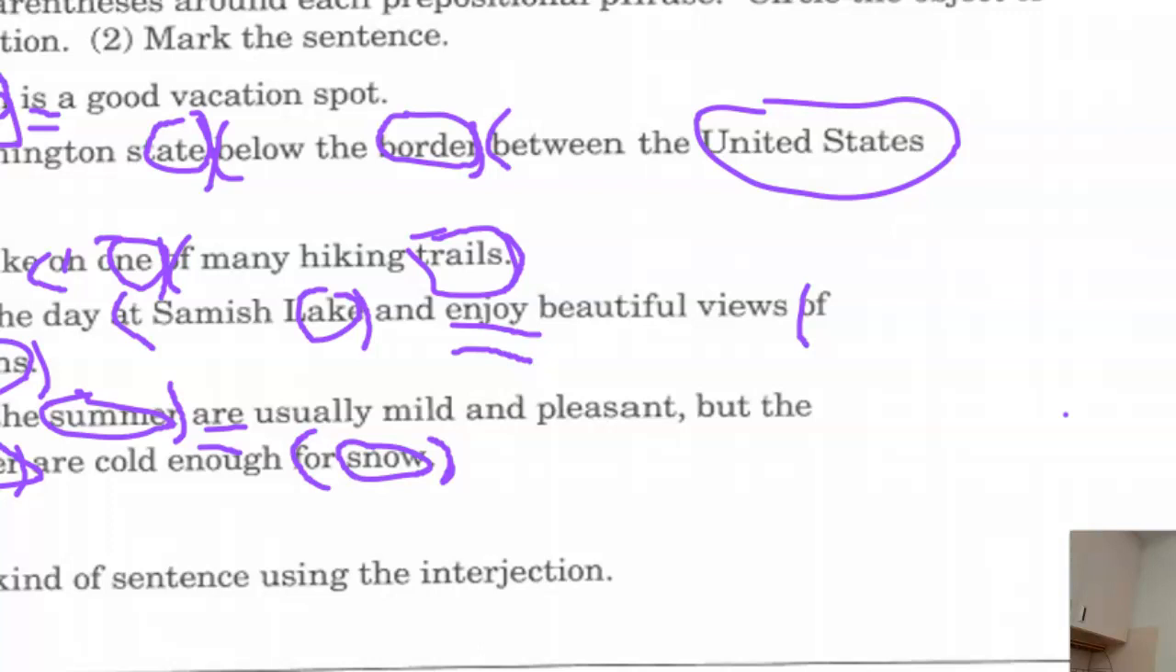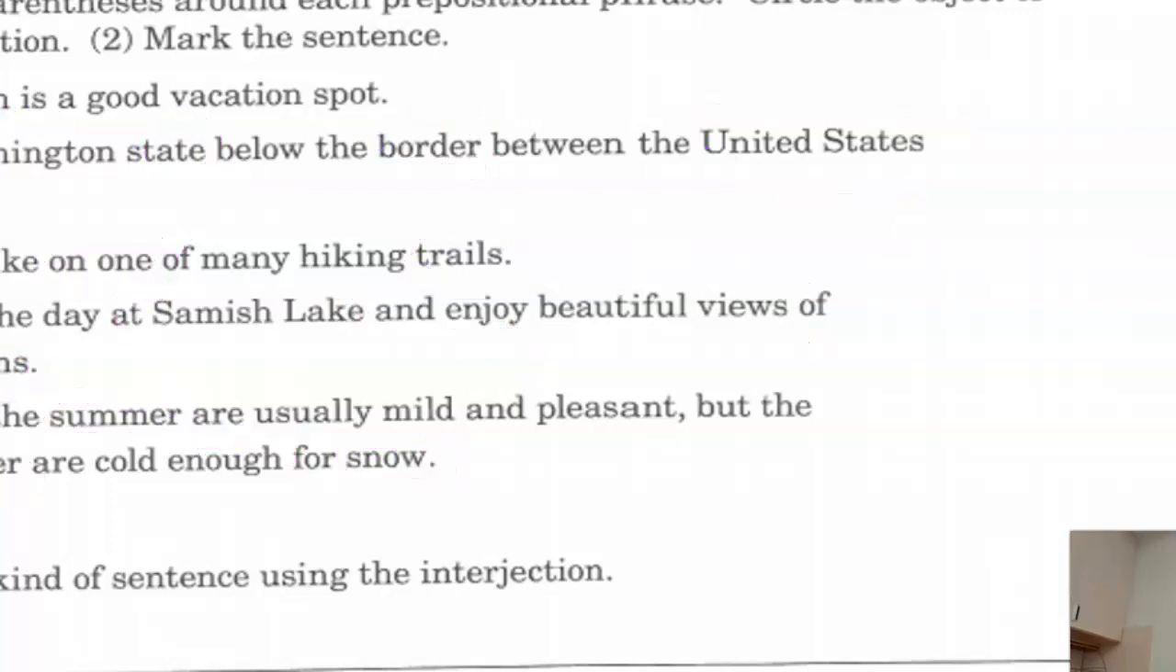Section B, go ahead and write the kind of sentence using the interjection. Declarative means that we're using an interjection but not with much feeling. And then exclamatory would obviously be a lot of feeling. So go ahead and write the sentences that would match whether it's declarative or exclamatory.